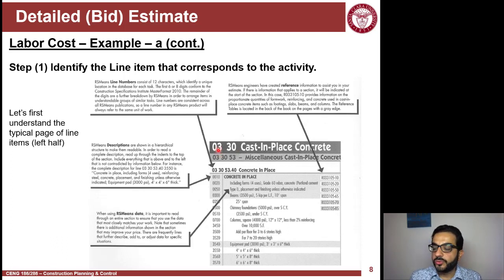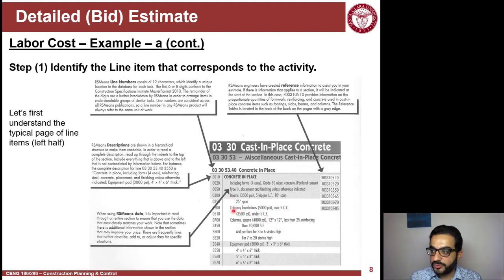So you see here, 03 is concrete. 03 30 is cast in place concrete. 03 30 53 is miscellaneous cast in place concrete. You keep detailing it until you reach one specific line item, and you read it actually backward. So let's say this line item 0510, which actually the full code for it is 03 30 53 40 0510. So it refers to chimney foundations, 3,500 psi, under 5 cubic yards in size, not over. So this cancels the over 5 cubic yards.